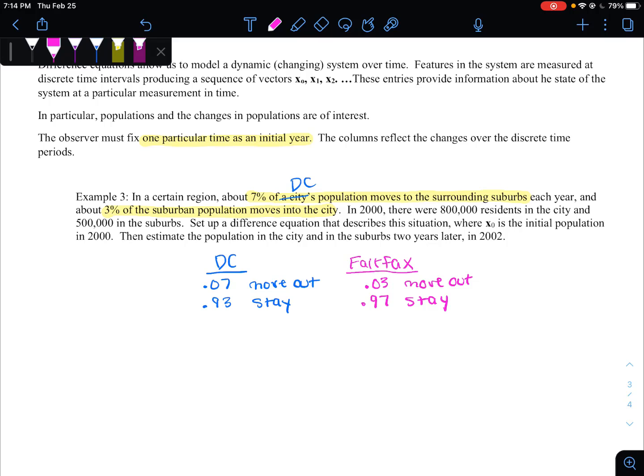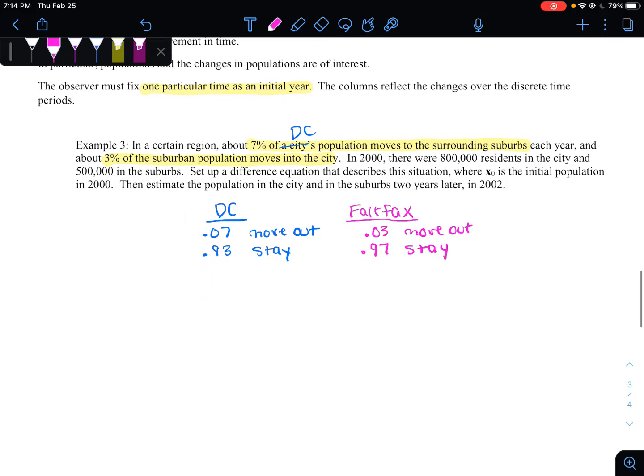Now, obviously, we're very much simplifying the system. Not everyone is exclusively moving to the city or to Fairfax. But we're trying to keep it simple. Obviously, you could expand the matrix to include more changes or more locations that people are going to.